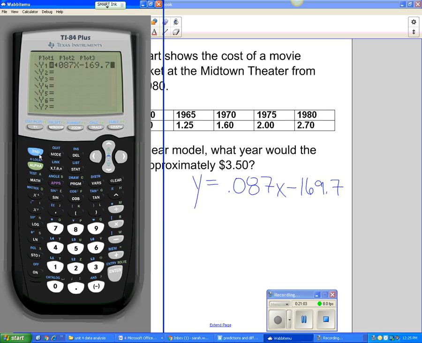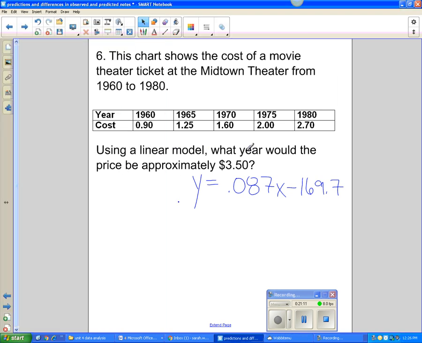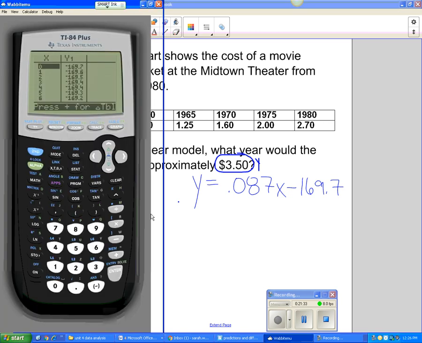All right, I'll go to second table. Need to see what the question's asking. Using a linear model, what year would the price be approximately $3.50? So $3.50 is a cost. Is that in the X row or the Y row? Well, that's Y. So we want Y to be $3.50. If you look, it starts in 1960. So let's tell the calculator, let's go to second window, and let's start in 1960.